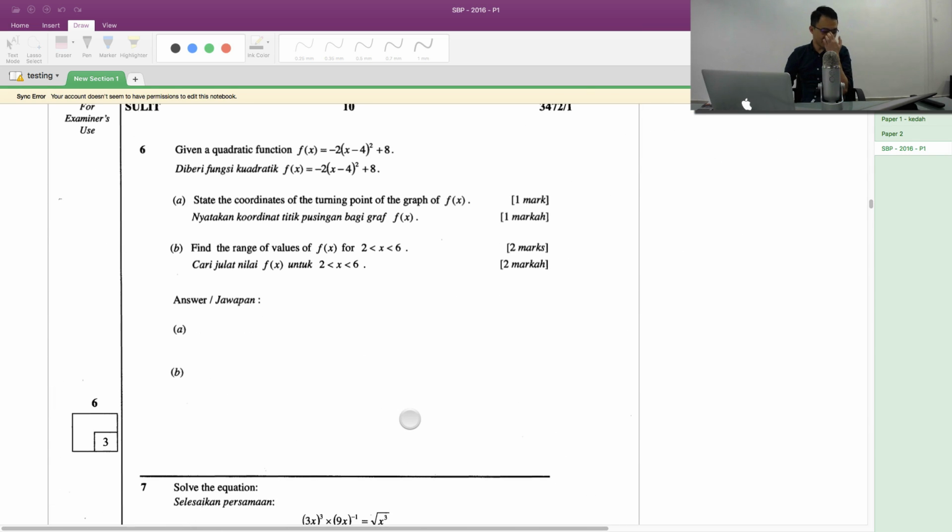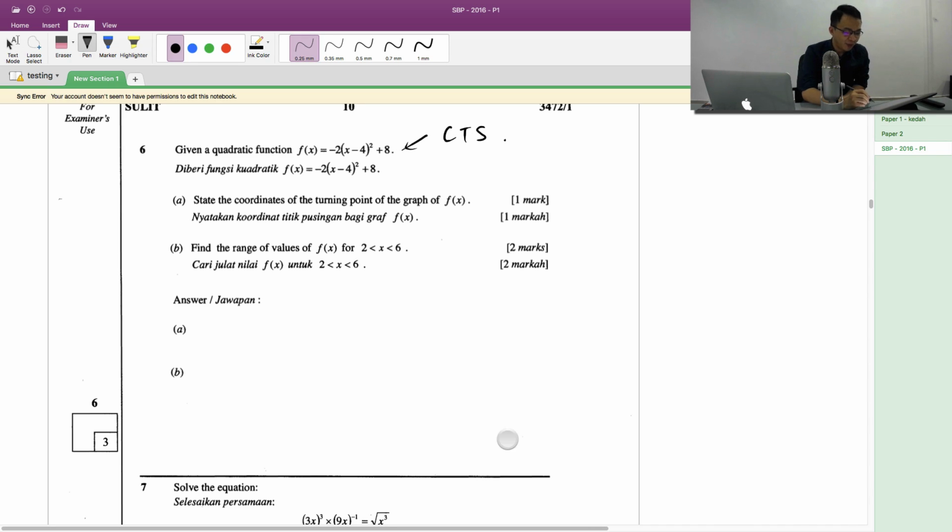Given that the quadratic function f(x) equals negative 2 bracket x minus 4 squared plus 8, state the coordinates of the turning point. Whenever you see something like this, the first thing that should come to mind is completing the square. Turning point means minimum or maximum. In this case, because of the negative 2, it is actually a maximum, but the question just asks you to state the coordinates. So I can state the coordinates are (4, 8).